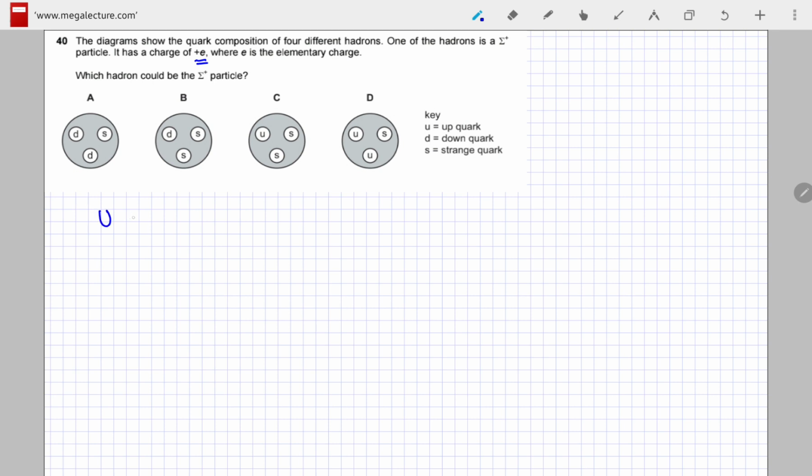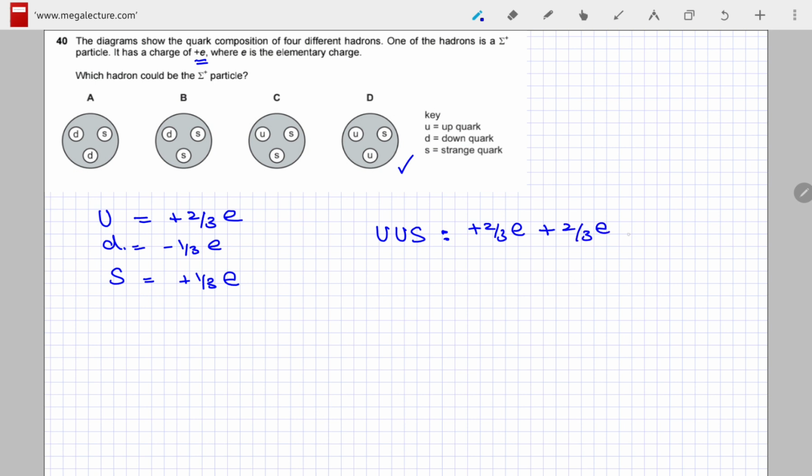We know the charges for the different quarks. The up quark is plus 2 by 3 e. The down quark is minus 1 by 3 e, and the strange quark is plus 1 by 3 e. To find the charges, let's try with the last one. We have U, U and S. The charge would be plus 2 by 3 e plus 2 by 3 e, and for the strange it is plus 1 by 3 e. So 2 plus 2 is 4, 4 plus 1, 5. So this gives me 5 by 3 e.